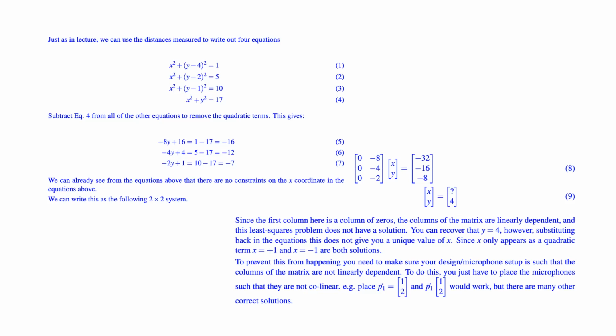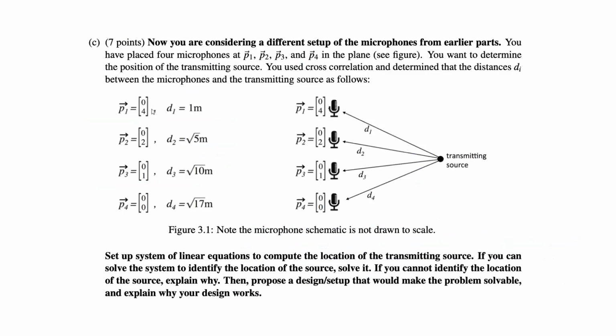The reason behind this is that the way we placed the microphones made the columns of the matrix linearly dependent. We can see here all the microphones were placed where x equals 0. So they're all actually multiples of each other. (0, 4) just equals 2 times (0, 2). And thus if we place the microphones in a different way, then our problem could be solvable.